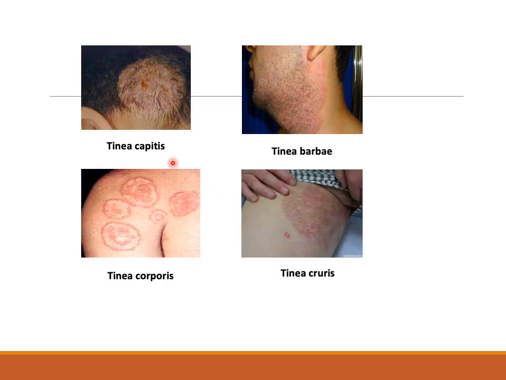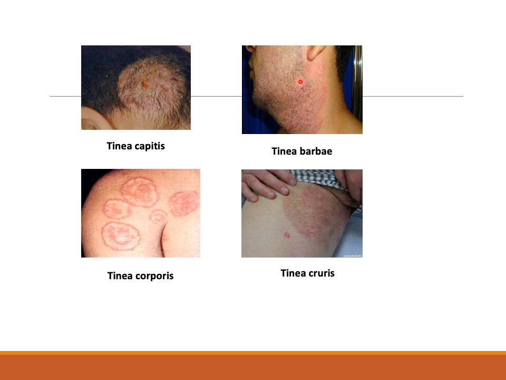Now let's look at some pictures. So this is Tinea capitis. We have shown this picture also previously. This is in the scalp. So there are bald areas, okay, patches in the scalp, and then broken hair.